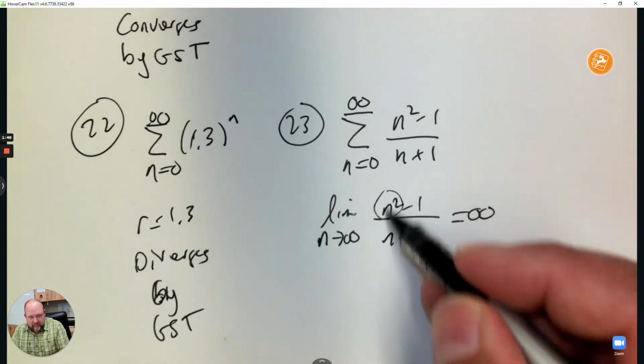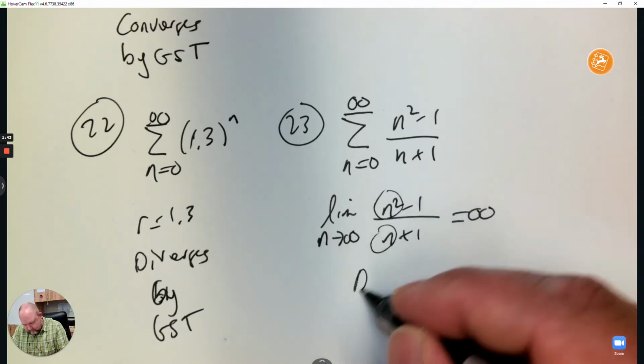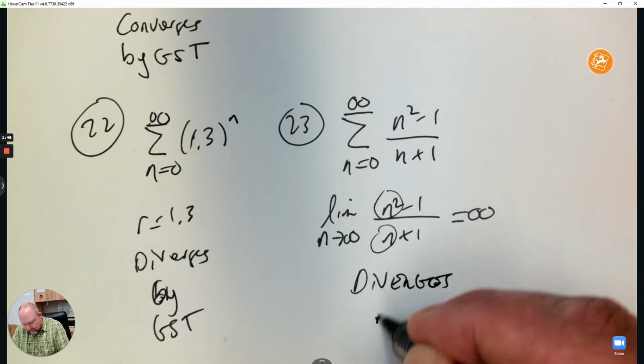And understand n squared over n. It's more powerful on top, so it's going to infinity. So this diverges by the nth term test.